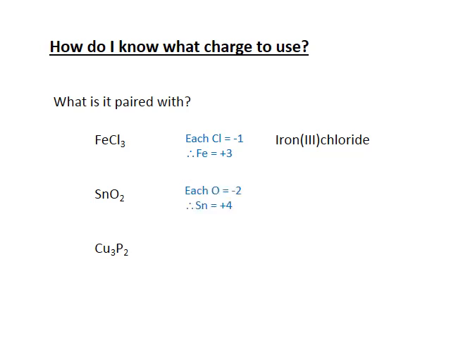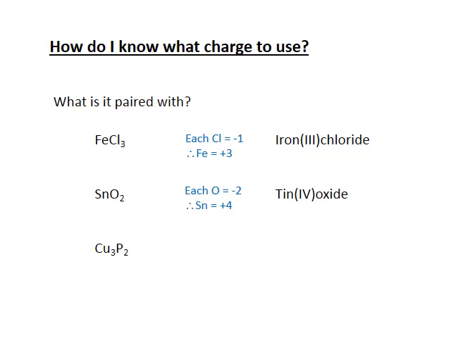Okay, tin and oxygen would work the same way. I know that oxygen has a -2 charge. So if oxygen has a -2 charge and there's two of them, that means that I have a -4 charge on all of the oxygens. So that would mean that the one tin ion would have to have a +4 charge. So when we write out its name, we would write tin with a Roman numeral IV oxide.